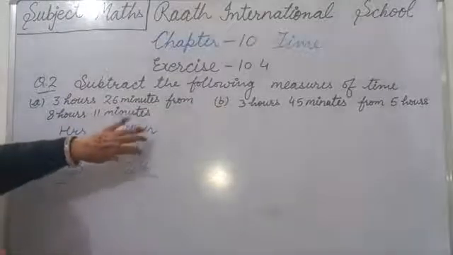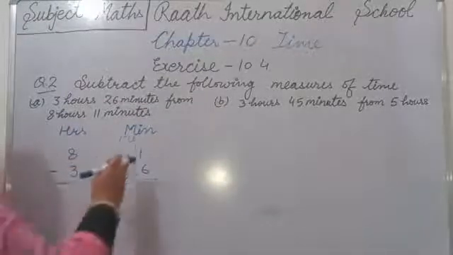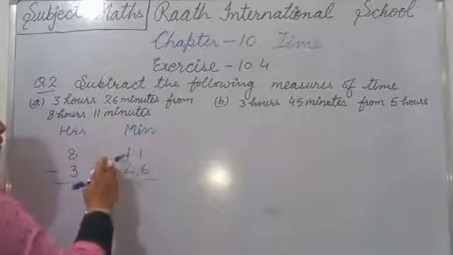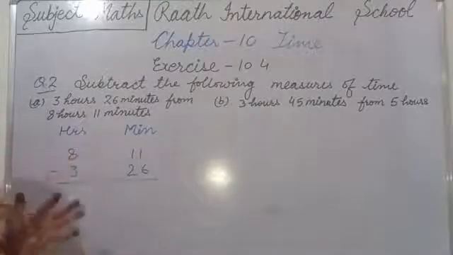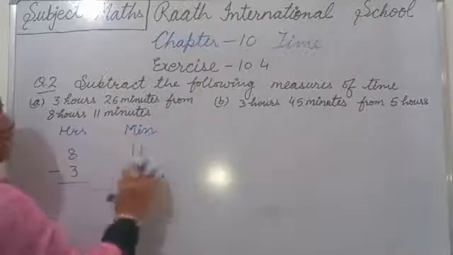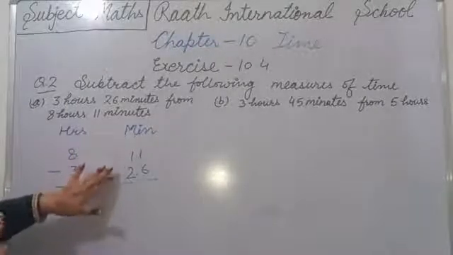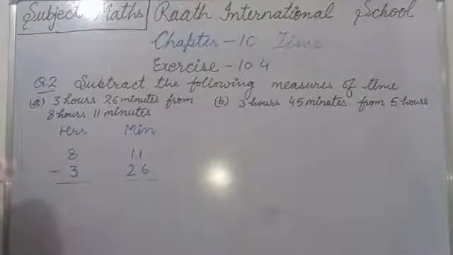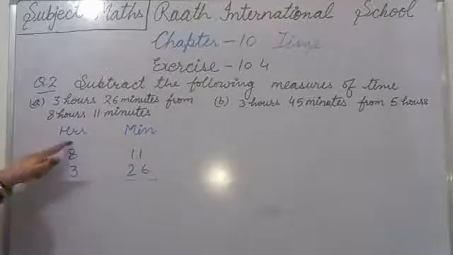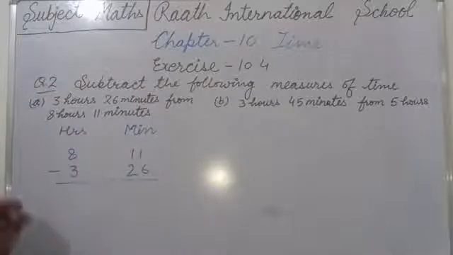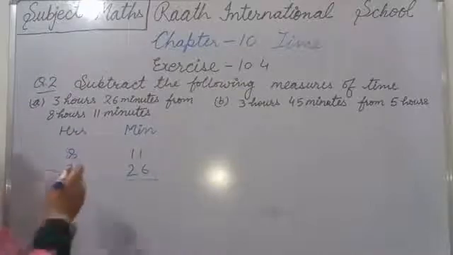So firstly we will check completely. You should not subtract the ones column, then the tens, and then take borrowing. No, firstly we will check whether the complete minutes can be subtracted or not. Now here we can see that we can't subtract. So in that condition we will take borrowing from the hours. So here is 8 hours. We will take borrowing from this hour, so there will be 7.